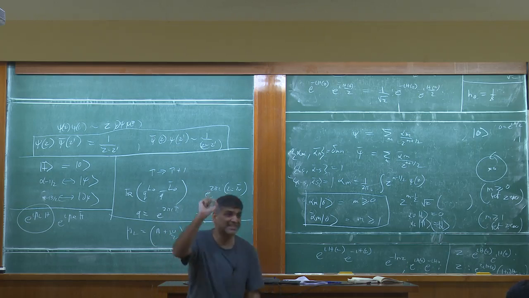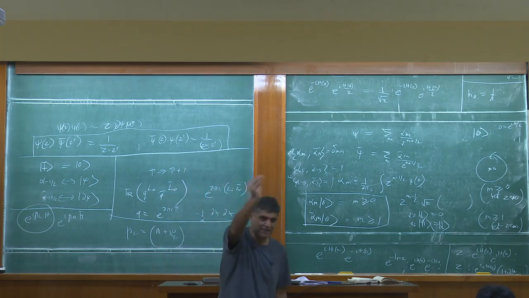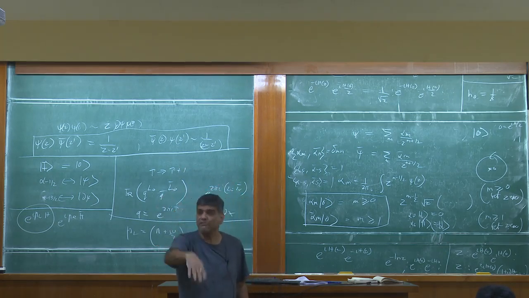So e to the power 3 e to the power i 3 by 2 h, that operator in fermionic language, is dual to the state alpha minus 1 acting on the vacuum.